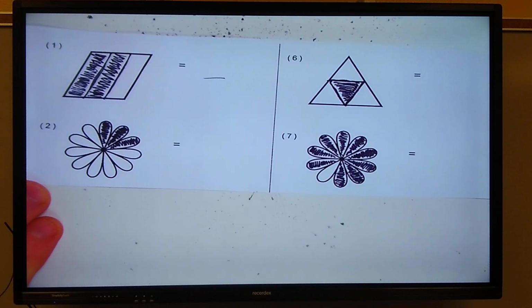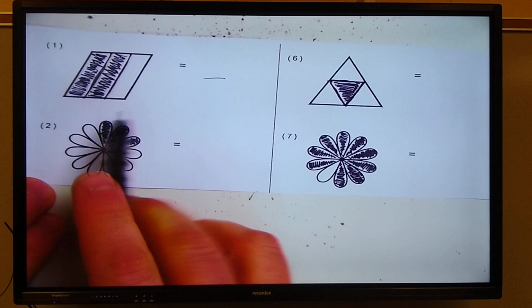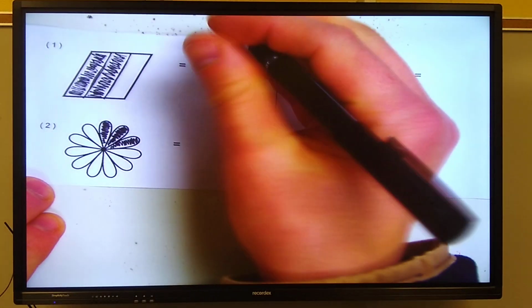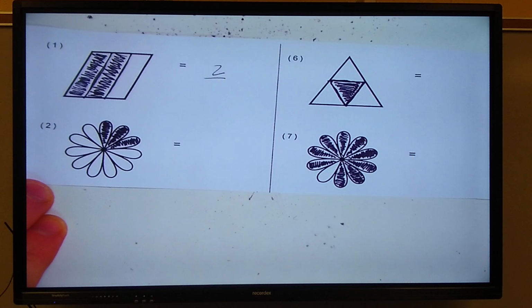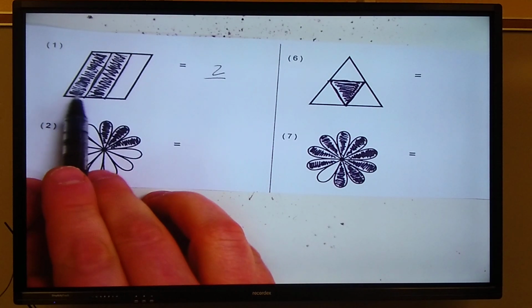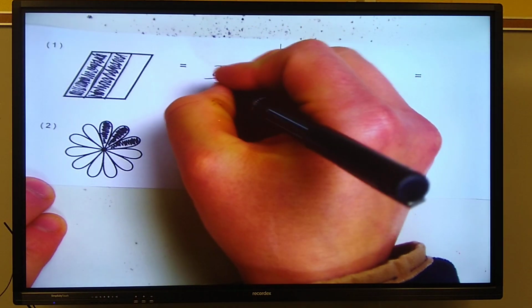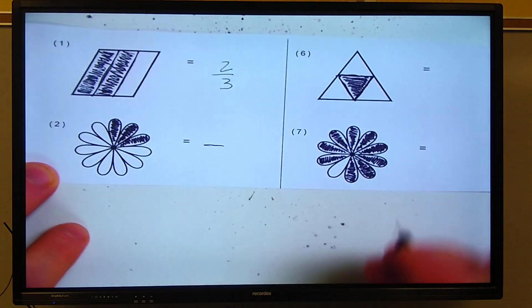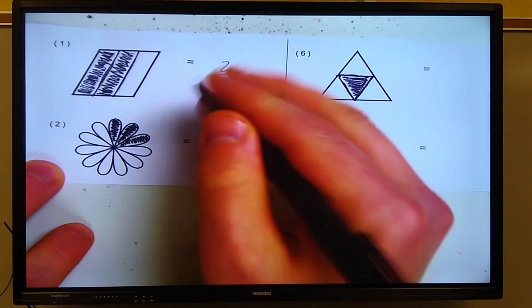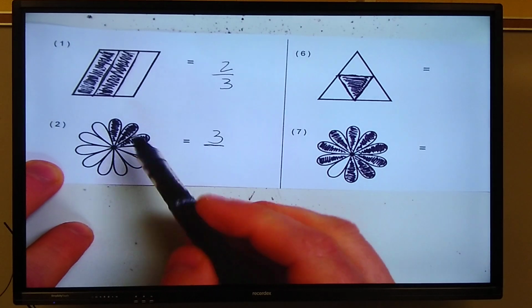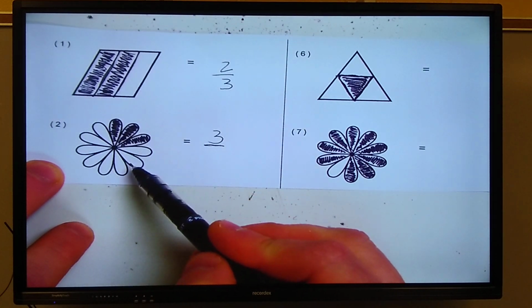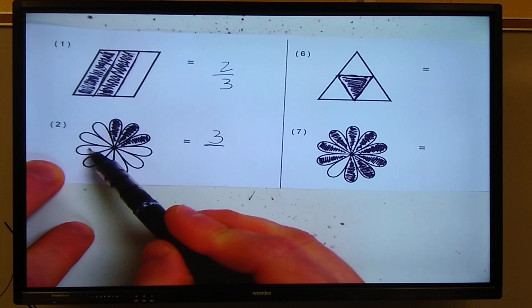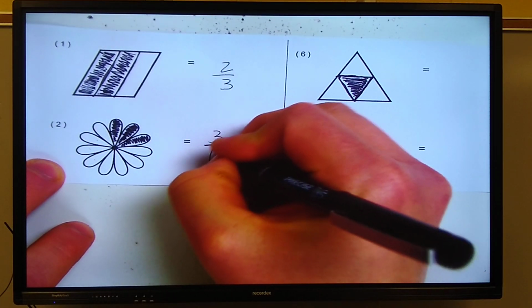All fractions have a numerator and a denominator. The numerator is how many are shaded in: 1, 2. The denominator is how many you have all together: 1, 2, 3. 2/3. Let's do number 2 here. The numerator, 1, 2, 3. The denominator, 1, 2, 3, 4, 5, 6, 7, 8, 9, 10, 11. 3/11.